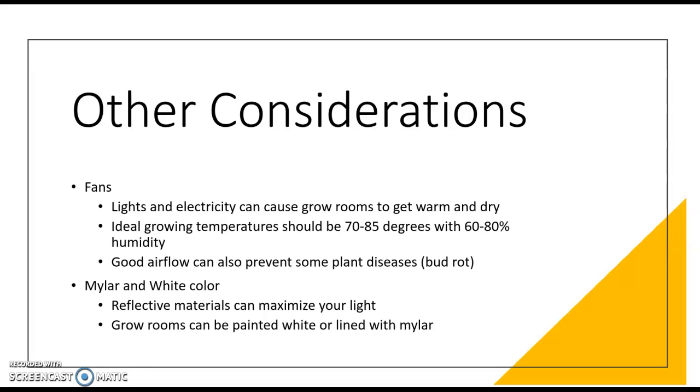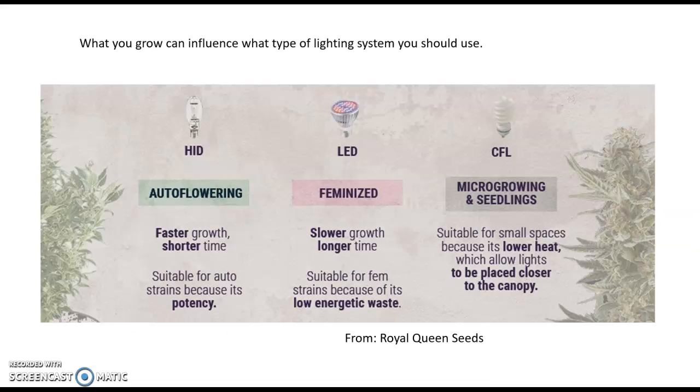Further, mylar and white color. These are reflective materials that can maximize your light. Grow rooms can be painted white or lined with mylar to reflect the light coming from your lighting systems. So this can make a large grow room very, very bright. If you are a grow technician, invest in a pair of sunglasses. You'll need them.